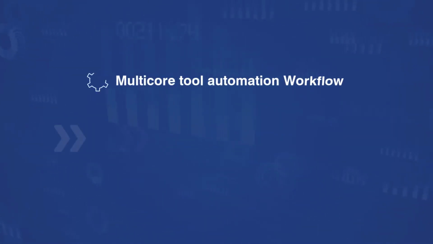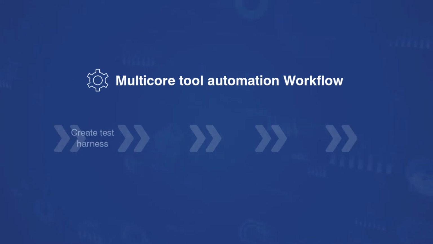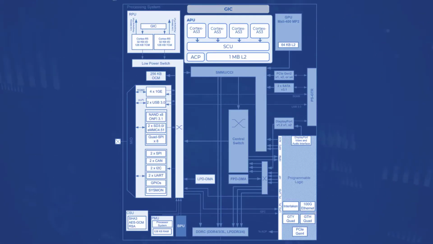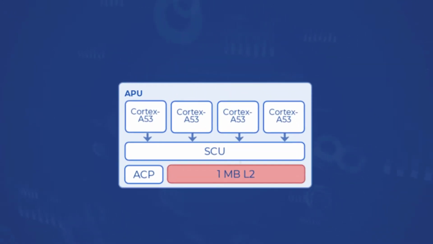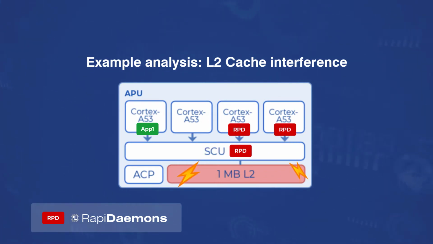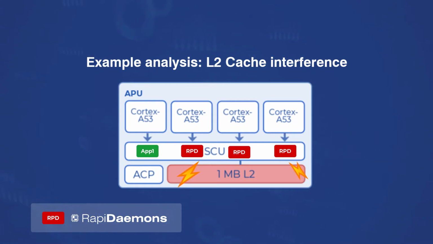The tool automation workflow includes 4 stages: creating a test harness, running tests and collecting test results, analysing results, and finally exporting results. The first stage is to create a test harness that can run tests to investigate interference effects on the multicore platform. Rapidemons support this by applying configurable degrees of contention on specific shared hardware resources by applying high traffic on them. This allows tests to be run that measure the impact of interference on multicore timing behaviour.